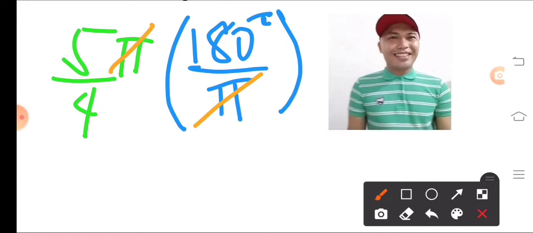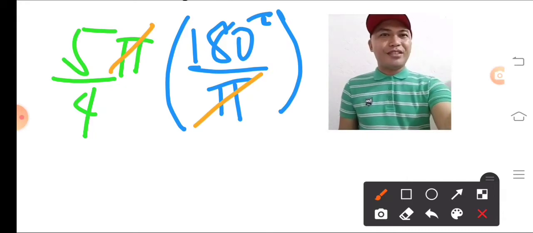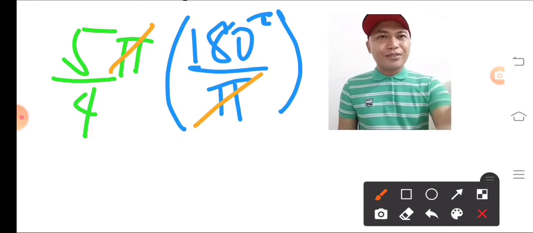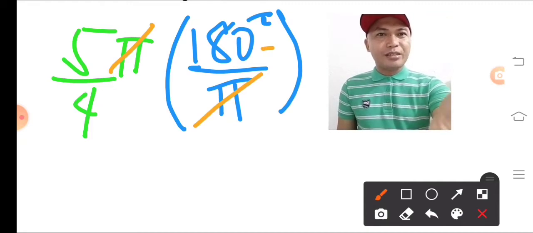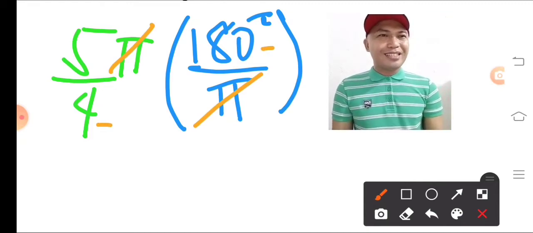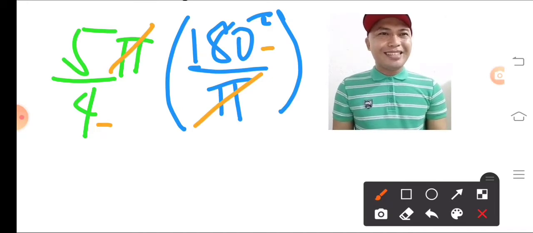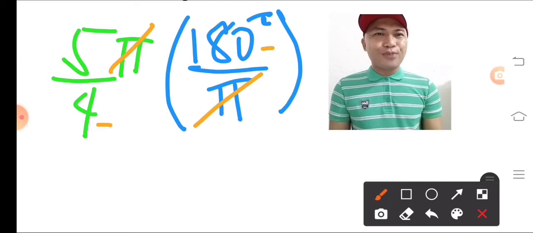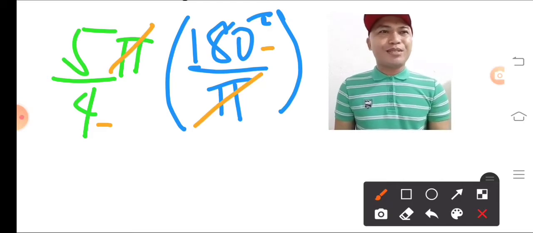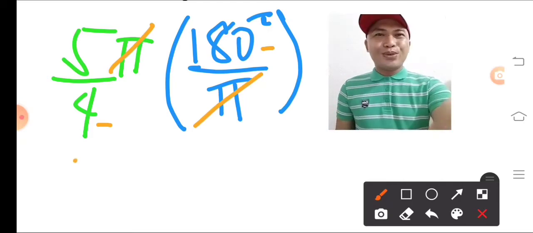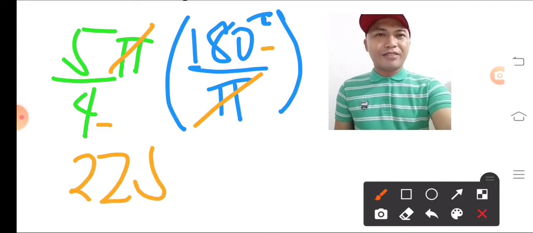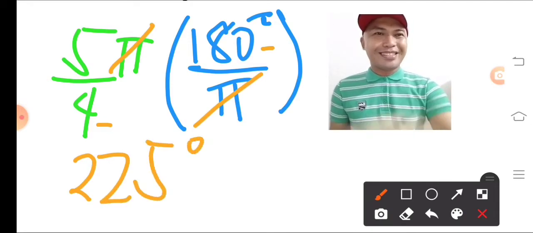Then 180 degrees divided by 4. If you divide 180 degrees by 4, that is 45 degrees. So 45 degrees times 5 is 225 degrees.